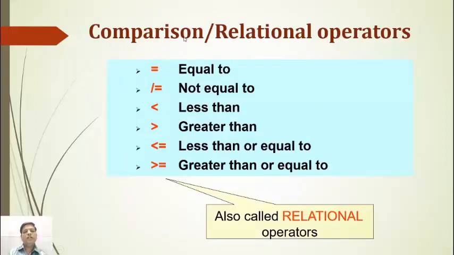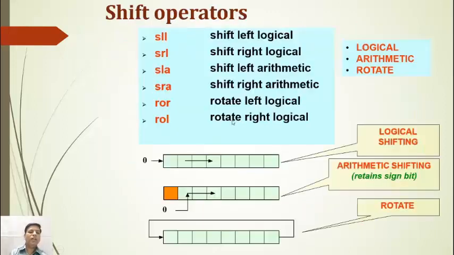Next, comparison or relational operators. First, the equal to sign is there. Slash equal to means not equal to. Then less than, greater than, less than or equal to, greater than or equal to. Comparison operators are also called relational operators, and everyone can know that these are the operators.